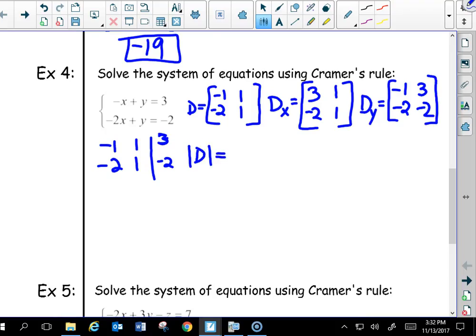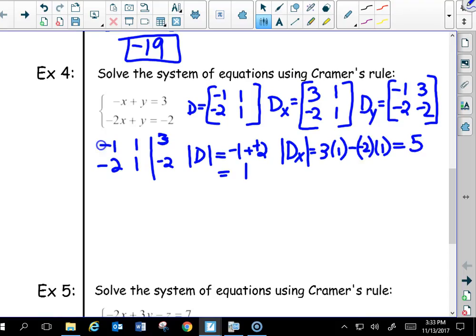And I calculated it already, so you didn't have to watch me do the calculator work. Take that back. I didn't. Oh, because it's really simple. So -1 times 1 minus -2 times 1. So that is going to be 1. The determinant of D sub X is going to be 3 times 1 minus -2 times 1. And that's going to be 3 plus 2, which is 5.